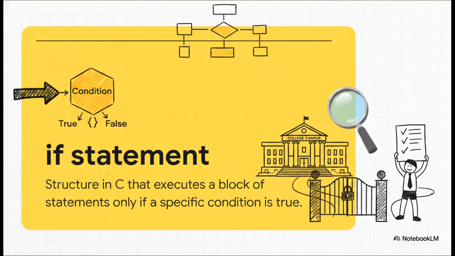And to give our code that power, C++ uses the if statement. This is, hands down, our primary tool for decision-making. It basically executes a block of statements only if a specific condition evaluates to true. It's literally just like a university deciding to admit a student only if they hit that required entry test percentage.